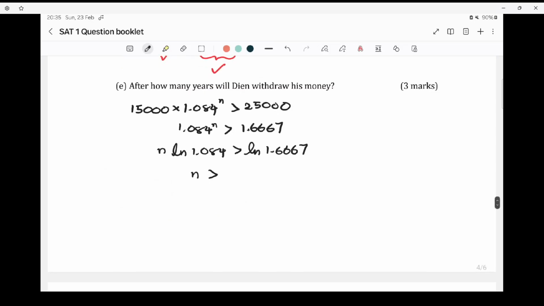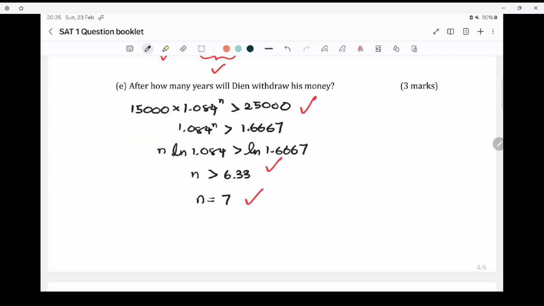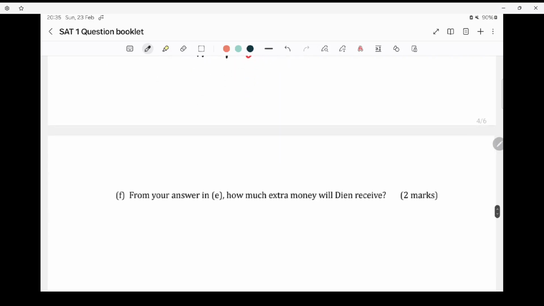So your answer should be this. So n should be 7. So over here, you are able to formulate this, solve this, and finally get this. Usually when you see this type of question, the final answer is given 1 mark because you can't have 6.3 years, for example.